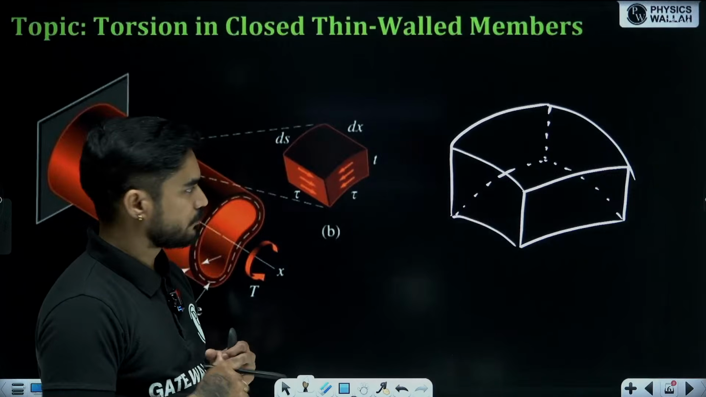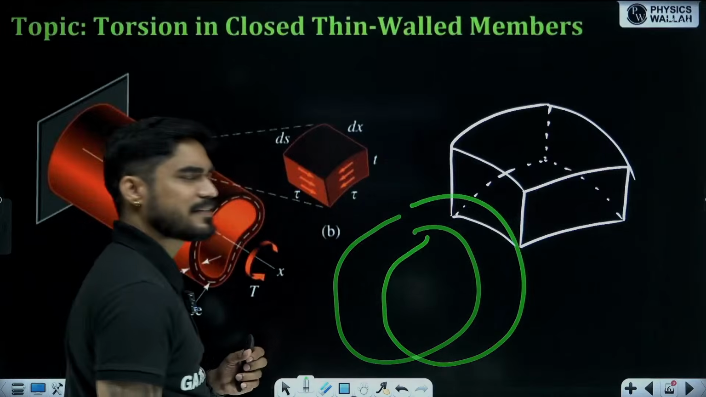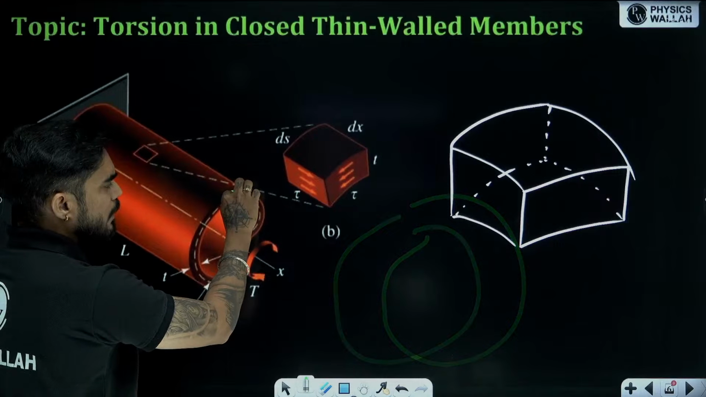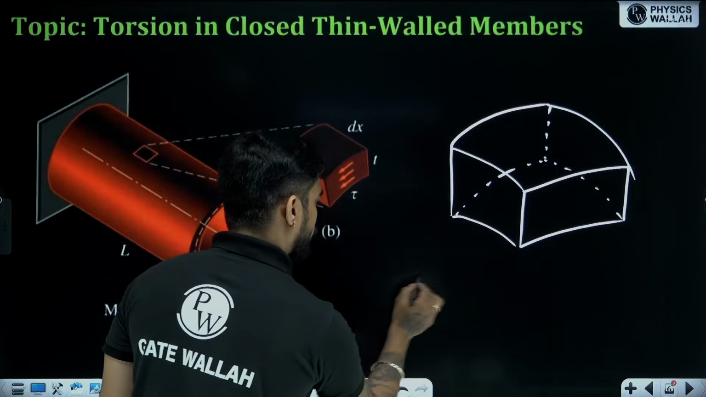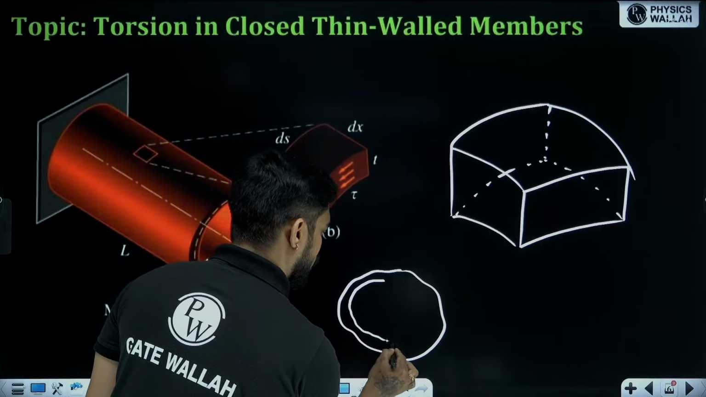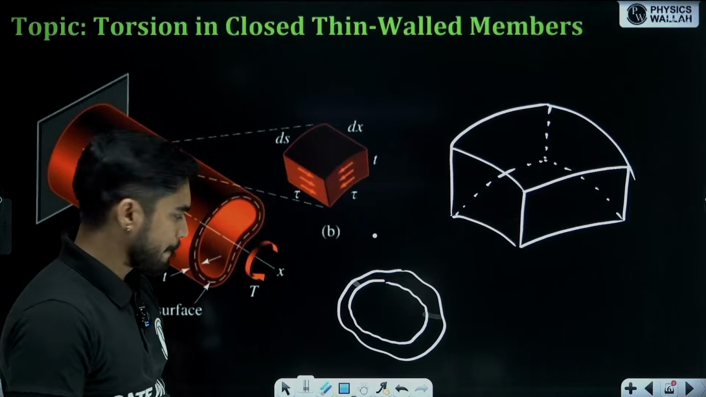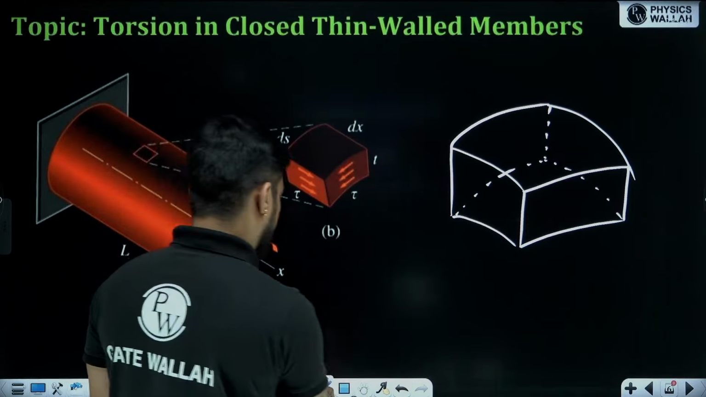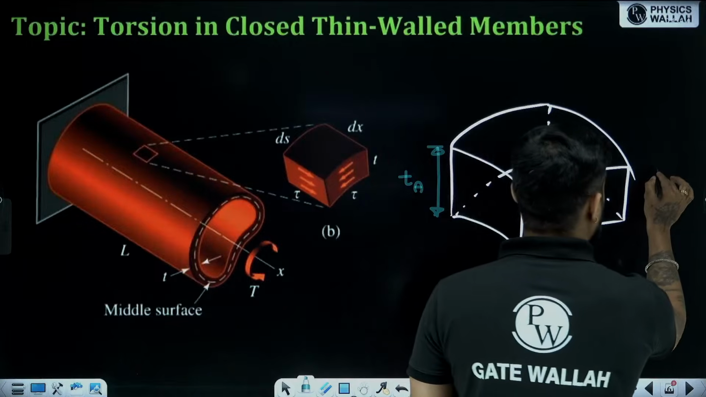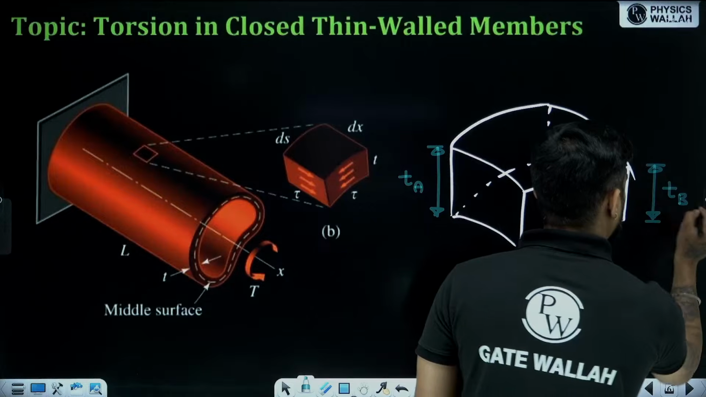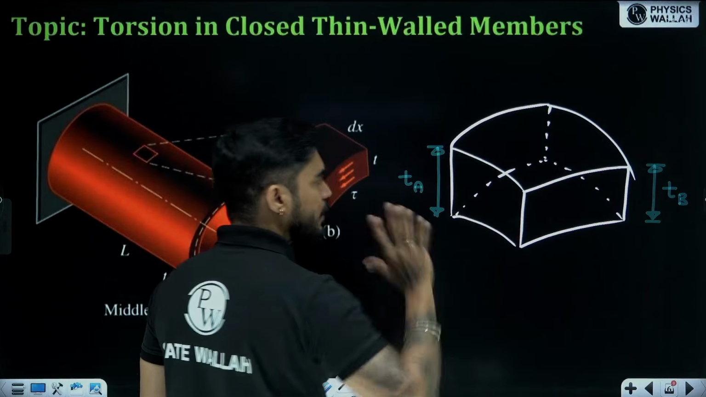Now understand here. It is not necessary that the thickness of this entire section is the same. Here thickness might be different, here thickness might be different. It might be something like this. If you look at the diagram of the cross section, it might be like this. Can you see? Here thickness is less, here thickness is more. So let's say that whatever member we are getting, the thickness here is TA, and the thickness here is TB. Now I am assuming that the shear stress throughout the thickness is constant.